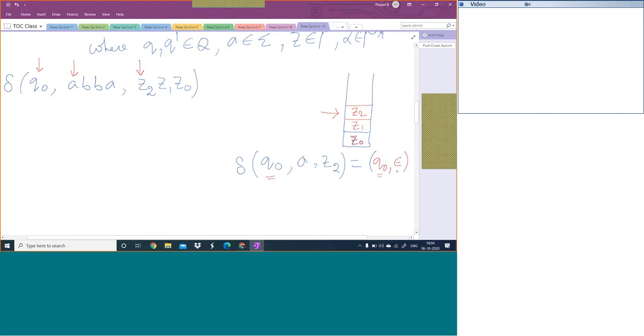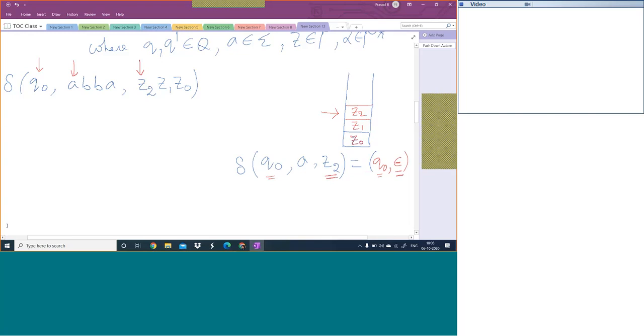And here I wrote epsilon. This part represents the stack. The topmost symbol in the stack here is Z2. That Z2 I didn't write. Instead of Z2, I wrote epsilon. This means you delete the topmost symbol Z2 from the stack. That is the meaning of this epsilon. Do you understand? I repeat. Whenever the machine is in Q0, the input symbol is A, and the top symbol is Z2, stay in the same state and delete Z2 from the stack. That is the meaning of this one.